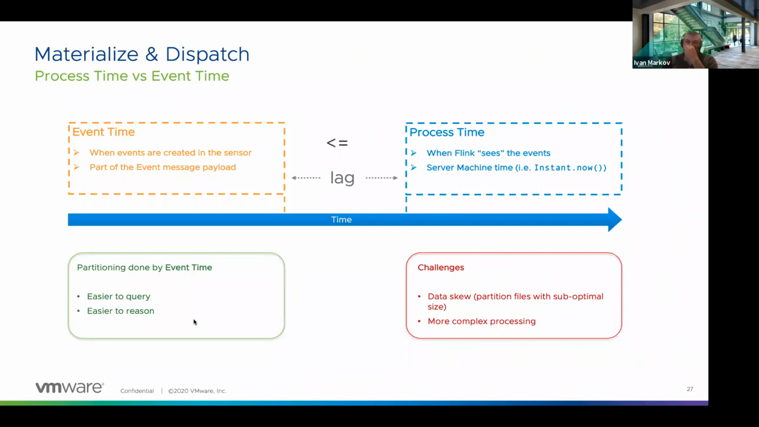Data skew problem, event time versus process time. These are also well-known notions, so to say. Event time is basically when the events are created in the sensor, and process time is when Flink sees the events. And there is a gap, right? First of all, the events have to travel the internet, but then most importantly, as Jan said, those events are sometimes batched at the sensor, and they come with a delay. And there are actually even bigger reasons for this gap. I will talk about them later. But usually process time is not interesting for the data scientists and the SMEs. They care about event time, like when the thing actually happened at the sensor. So therefore, and this is, by the way, always a topic, how you should partition. We have selected event time, which makes it much easier for our users to query and to reason, but it might result in partition files with suboptimal size, and then the queries become slow.